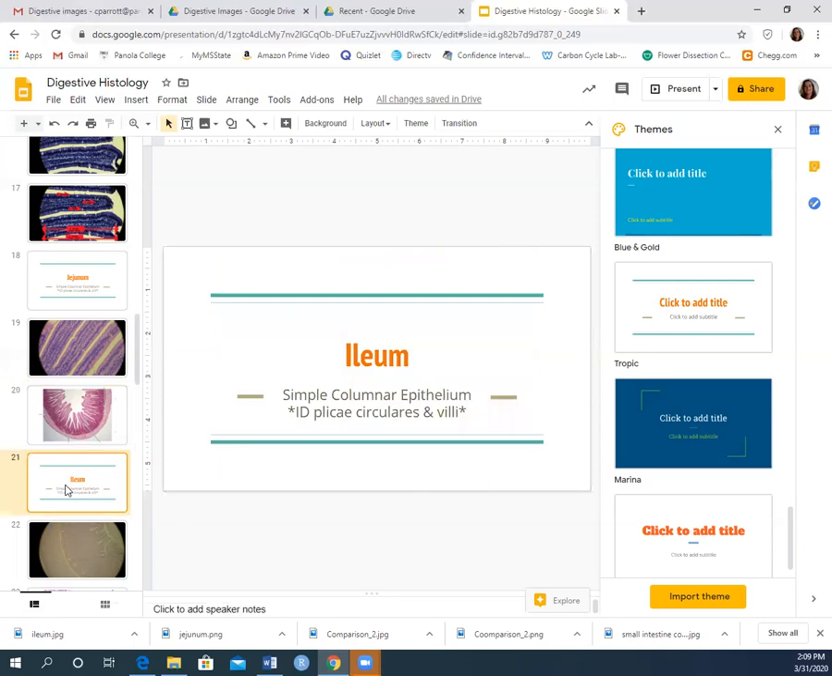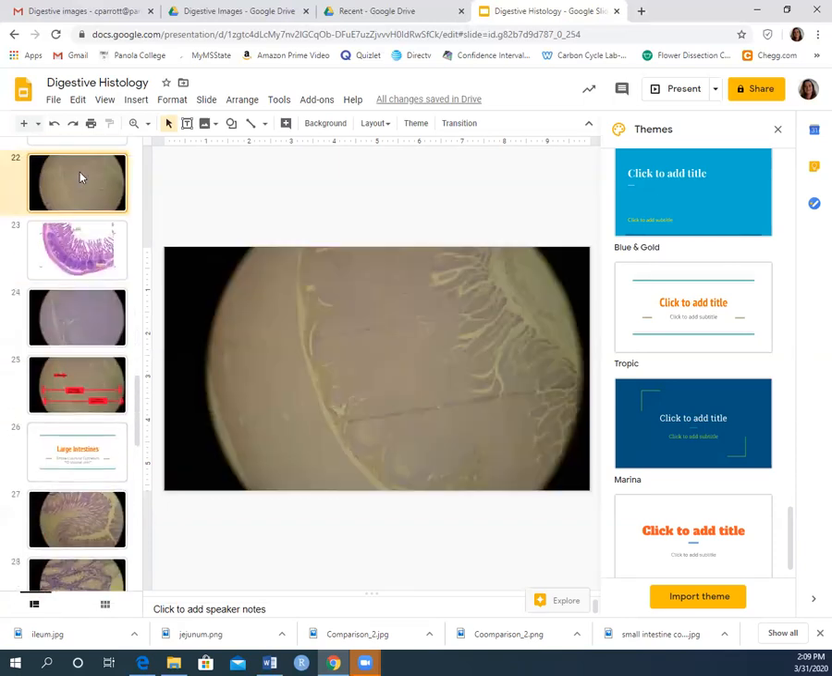Okay, the next one is the ileum. This is the last portion of the small intestines. And again, this is made up of simple columnar epithelium, as well as your plica circularis and your villi. So we have this first one here. This is a really, really light one. But you're seeing the plica circularis up here at the top. And then, let me get my little pen here.